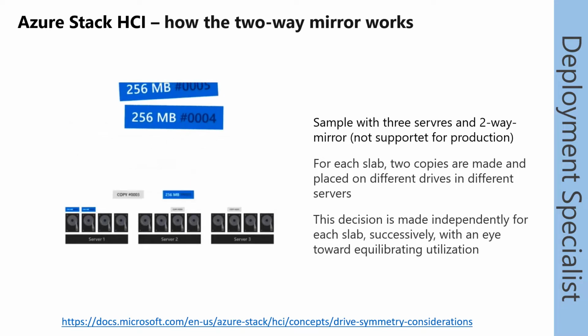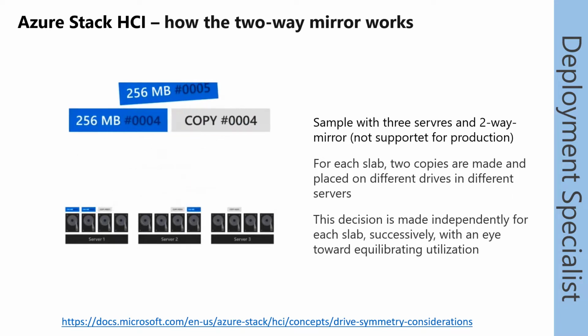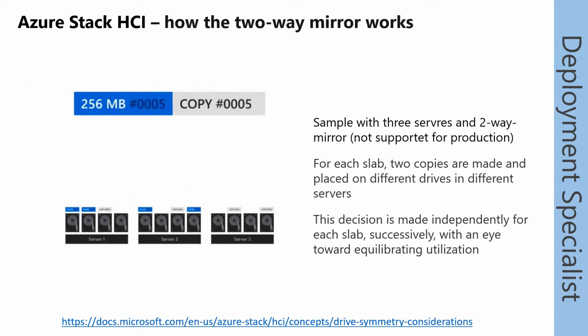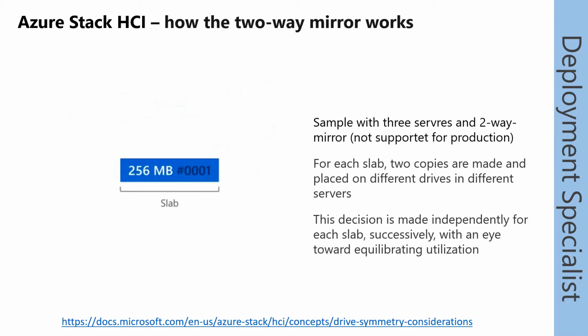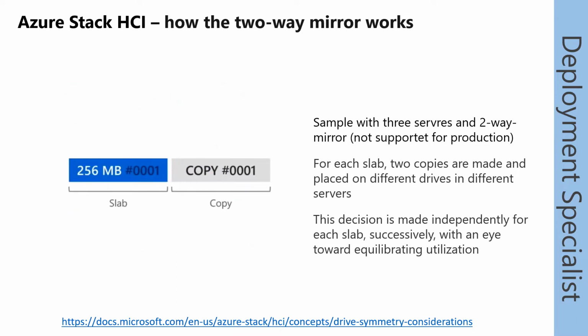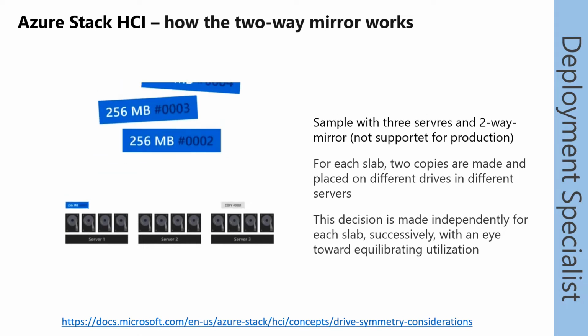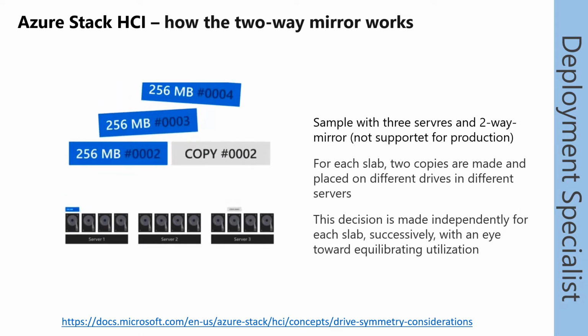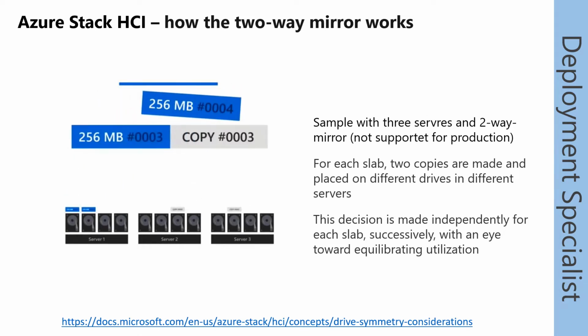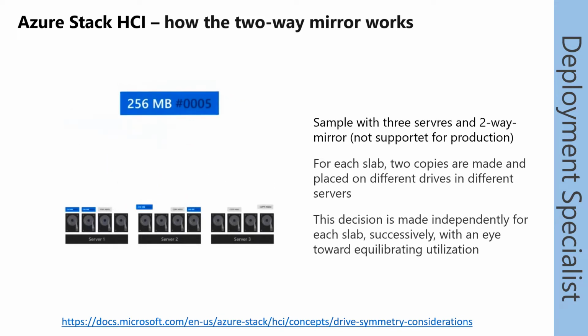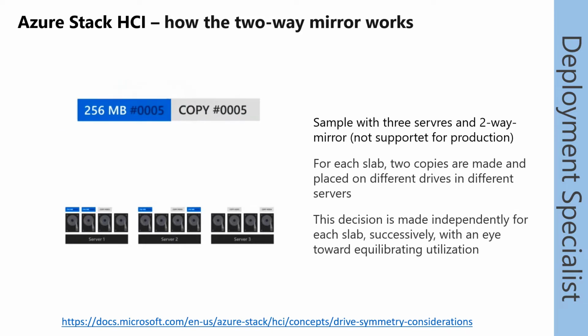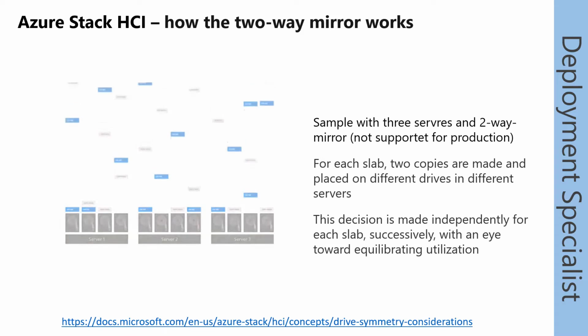So here we can see a two-way mirror. In a production environment, this is not supported for 3-node configurations. This is only here for the animation. So we see for each slab, the algorithm builds a copy, and the algorithm ensures that the server that has the original slab will not hold the copy related to this original slab. So we ensure that we always have a separation of original data and the copy.